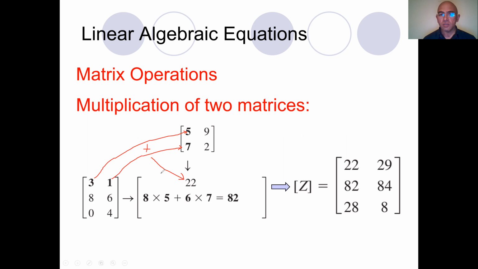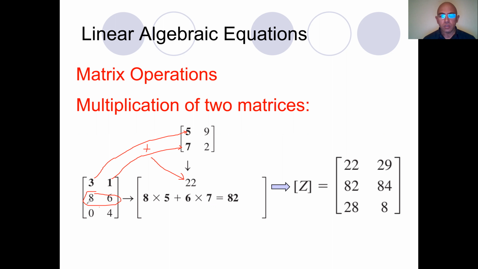Now let's do the same thing. We take the second row and multiply it with the first column. So 8 multiplied by 5 is 40. 6 multiplied by 7 is 42, and the result is 82. So this will be the first member of the second row, and it will continue like this.